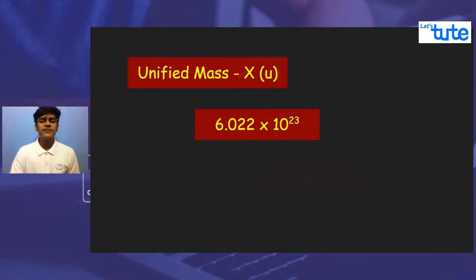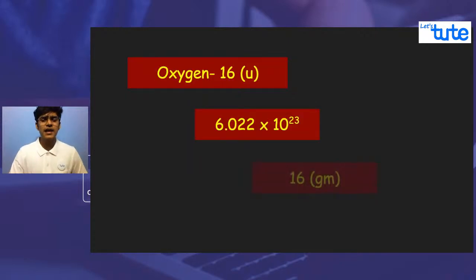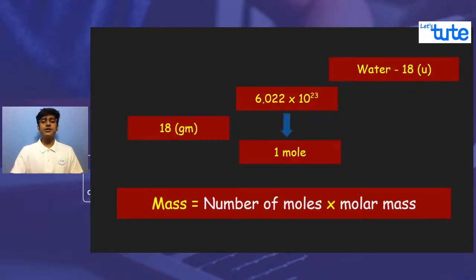Okay, and we learned how we can find the mass of moles. The formula is very simple actually. We just multiply the number of moles by the molar mass of that particular element, and we get the mass of the particular element. Okay, so I hope this is very clear to you.